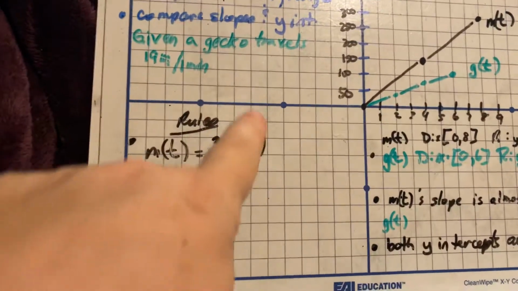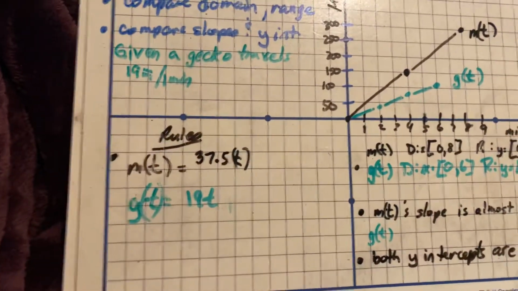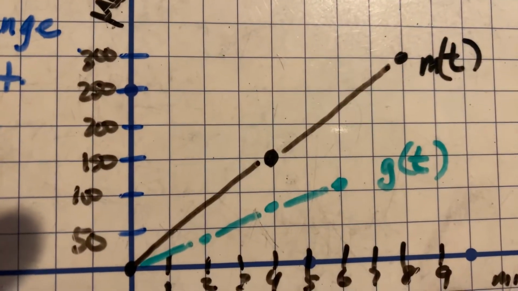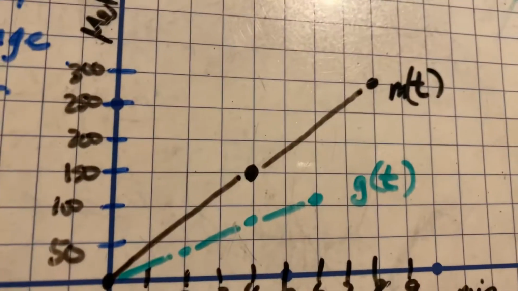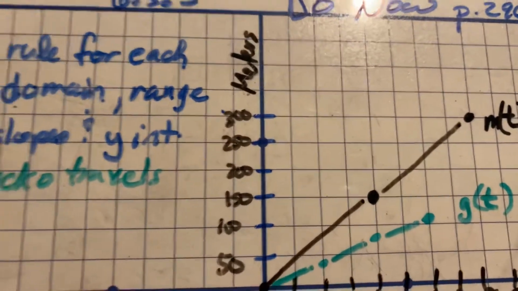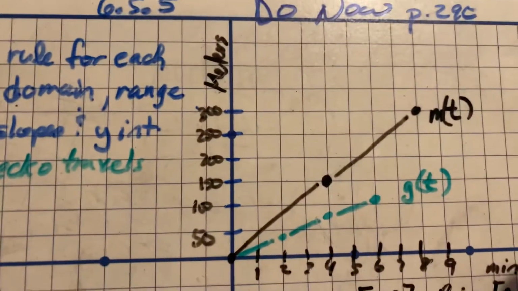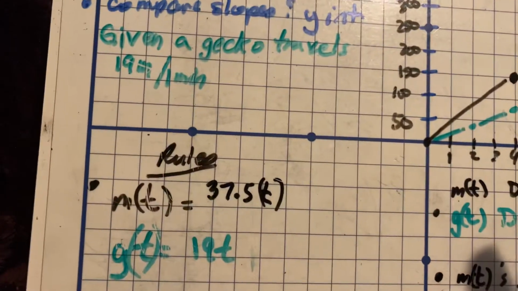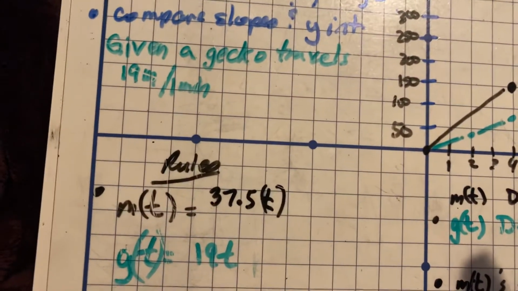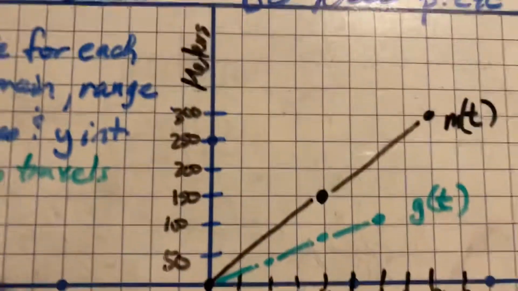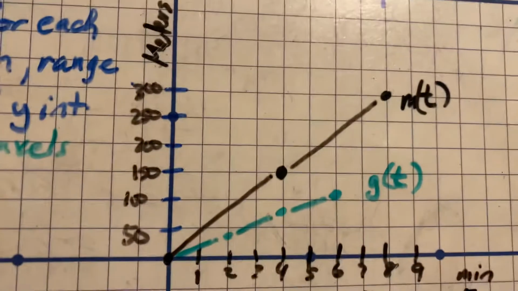Okay, where did this 37.5 t come from? Well, if you take a look at m of t, you could see that there's 300 meters in 8 minutes. And so if you divide that, that's where I got the 37.5 t from. And again, the g of t is given 19 meters every 1 minute. Okay, so let's take a look at the graph and see if we can answer the other questions.